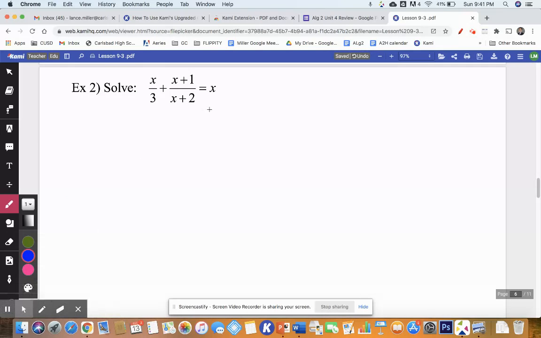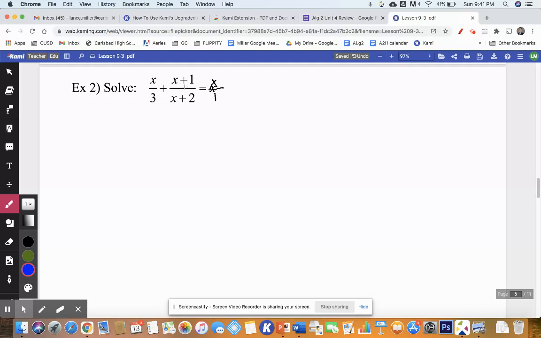Okay, a little more difficult here. x over 3 plus x plus 1 over x plus 2 equals x. Now you might notice we have 3 different things here. Also, you might notice this x doesn't have a denominator. If it doesn't have a denominator, we're just going to put it over 1, okay? That way we can make all those denominators the same. Okay, step 1, factor everything.